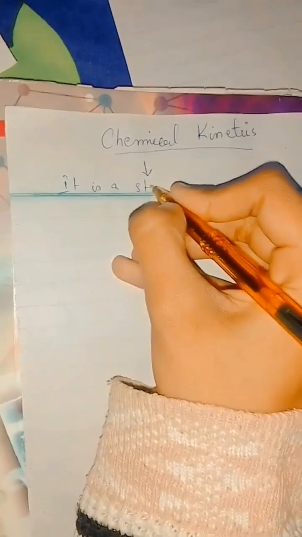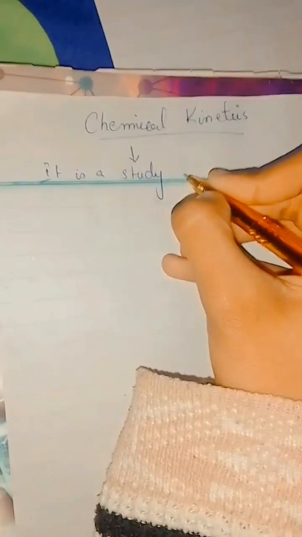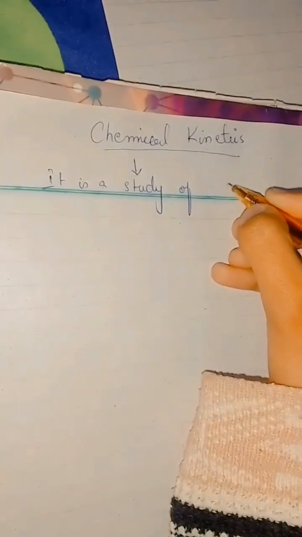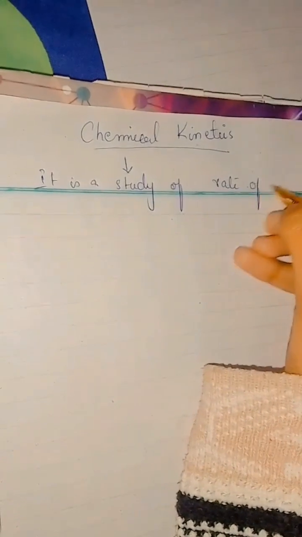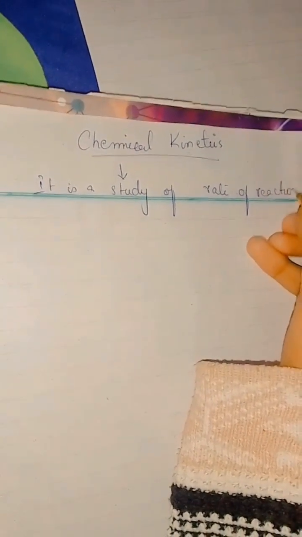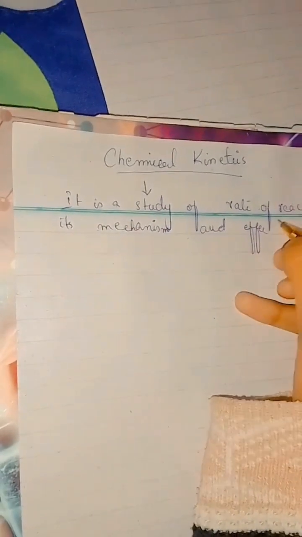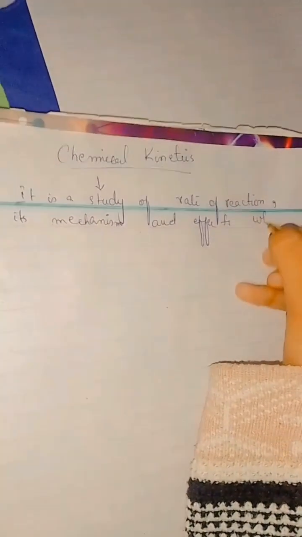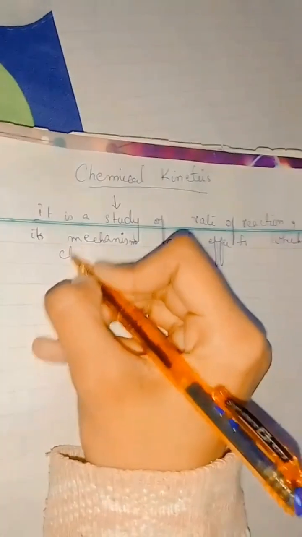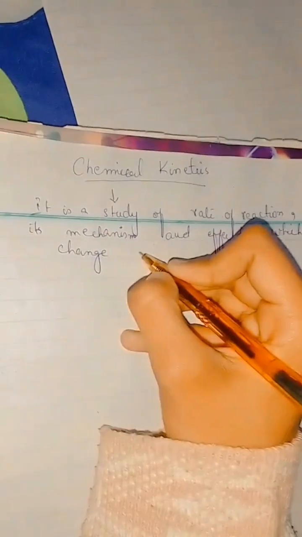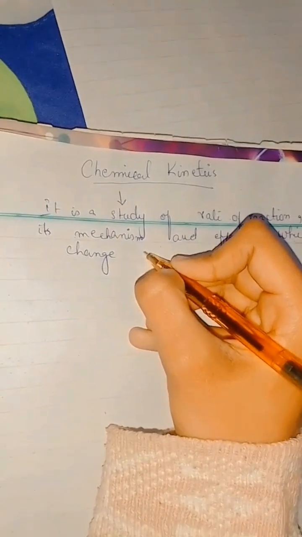a study of the rate of reaction, its mechanism, and the effects which change the reaction. That is the definition of chemical kinetics.